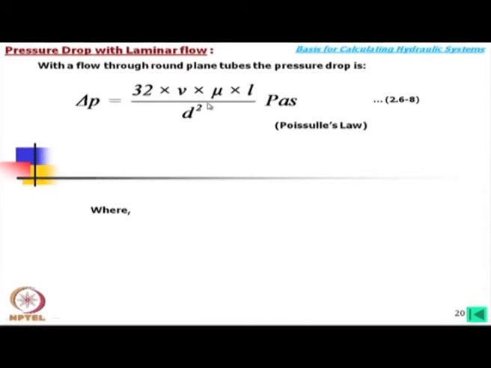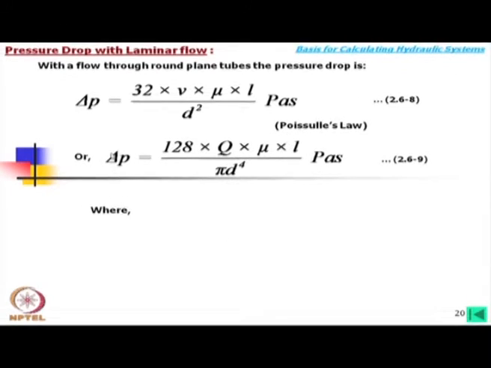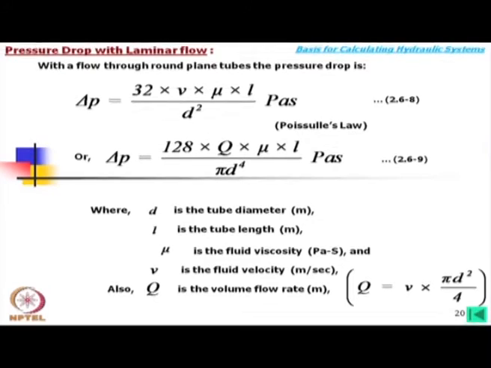Now, with flow through round plain tubes, the pressure drop is given by this equation. This is derived and sometimes semi-empirical, but you need not remember all such formulas; they should be provided to you when you are calculating fluid power systems. If you convert velocity into flow rate, this equation is converted into this. Here the area is equal to pi d square by 4. This is very simple. L is the length of the tube, and you can see the parameters we have considered here.